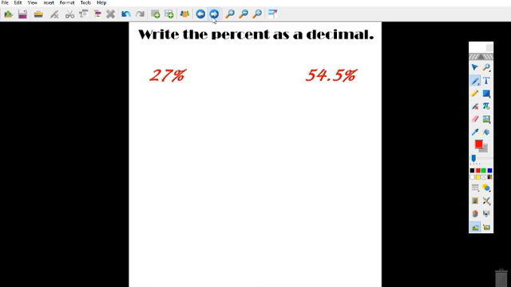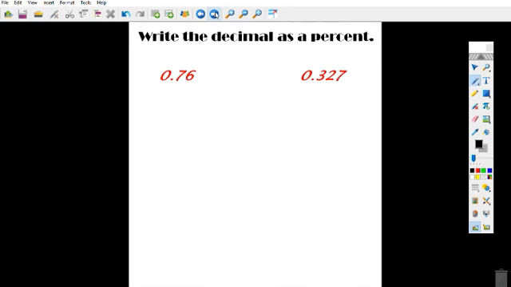So let's get started. We want to write percents as a decimal. So here's our percents. We have to move the decimal place 2 spots. So the decimal is right here after the 7. We move it to the left 2 places. Our decimal would be 0.27. Same thing over here. I move it 1, 2, 0.545 is my decimal.